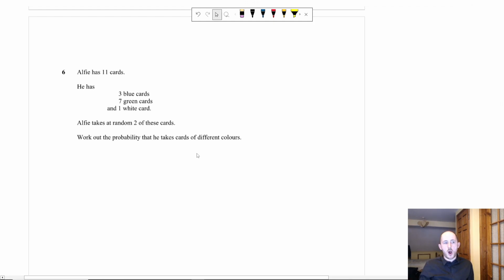So what I would recommend here is actually working out. To do the different colours one, there's a lot of different combinations, right? He could get blue, green. He could get green, blue. He could get white, green. He could get green, white. He could get, I'm pretty sure I've missed one. Which one have I missed? Blue, white. You know?